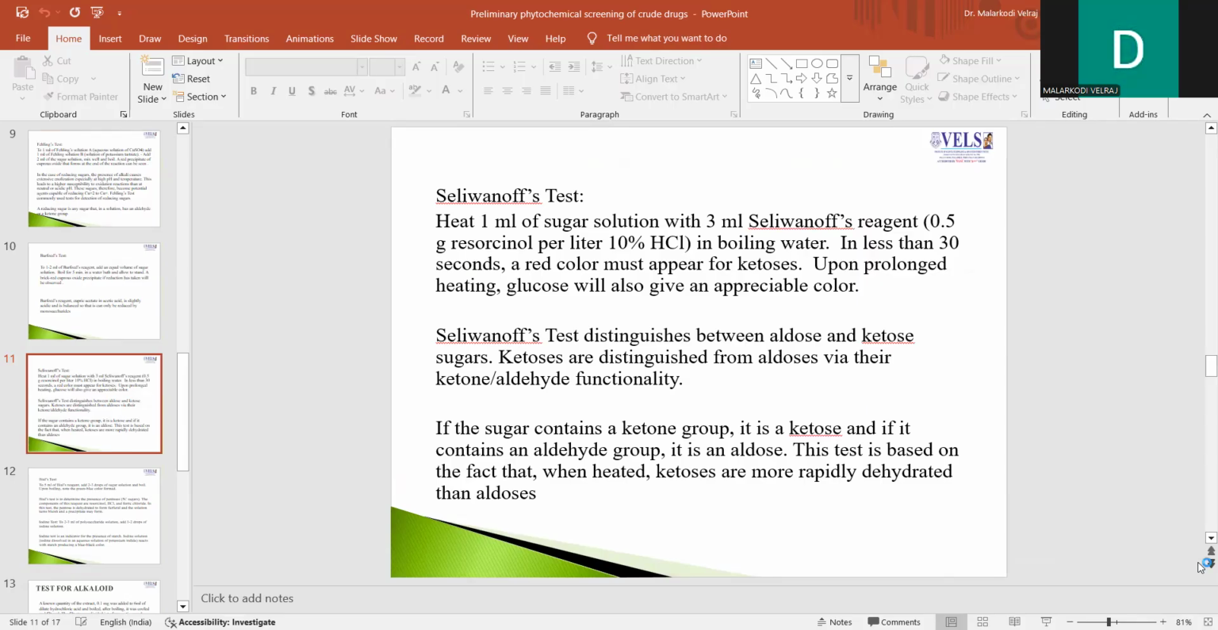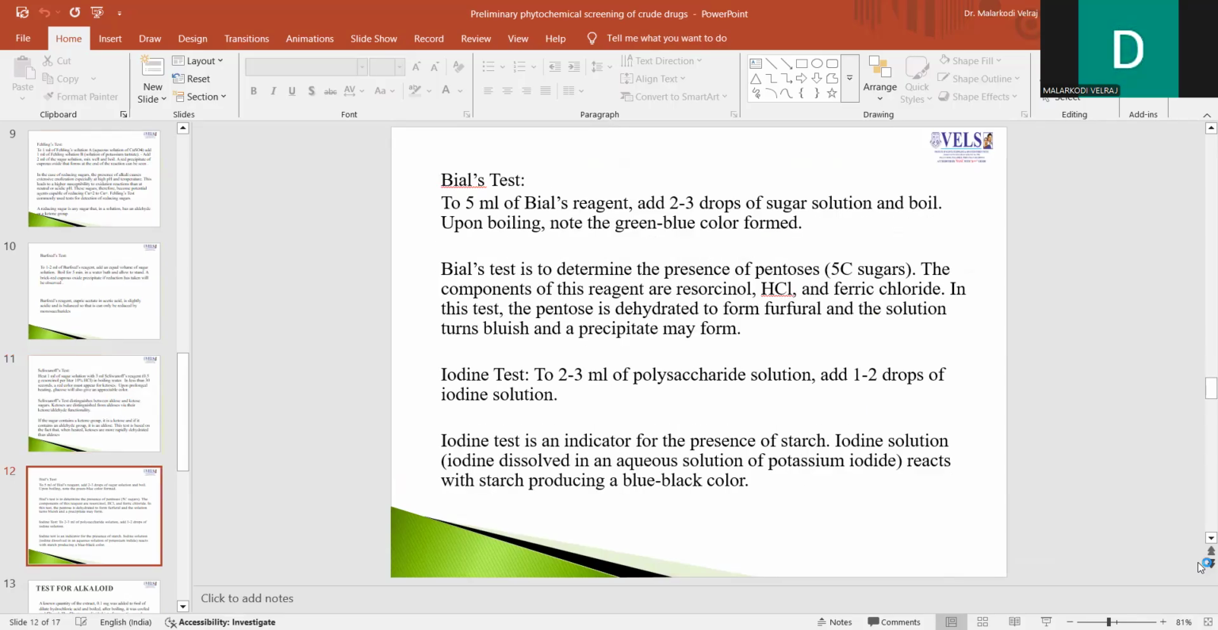Seliwanoff's test distinguishes between the aldose and ketose sugars, and ketoses are distinguished from aldoses through their ketone or aldehyde function. If the sugar contains a ketone group, it is a ketose, and if it contains an aldehyde group, it is an aldose. This test is based on the fact that when heated, ketoses are more rapidly dehydrated than aldoses.